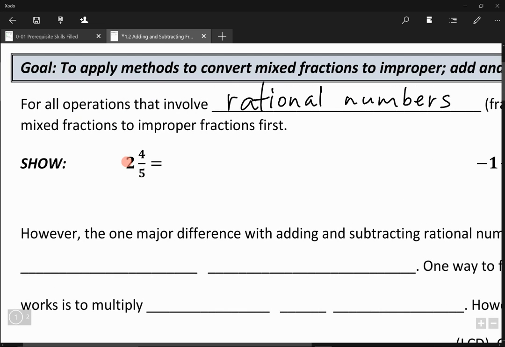All you have to do is take your whole number, 2, and multiply it with the denominator, 5. So I'm going to write that here: 2 times 5. Then you add the numerator, 4, plus 4, and everything will be over your denominator, 5. So 2 times 5 is 10, add 4, it's 14. My answer here is 14 over 5. Here's my improper fraction. It's improper because the numerator is bigger than the denominator.